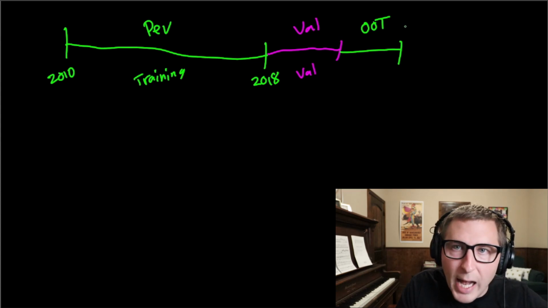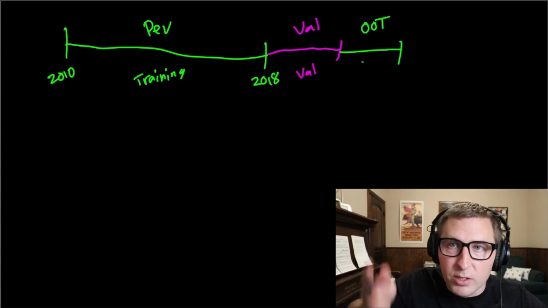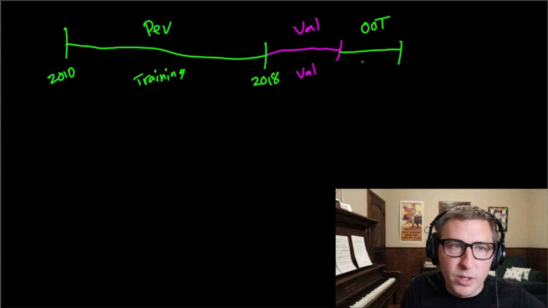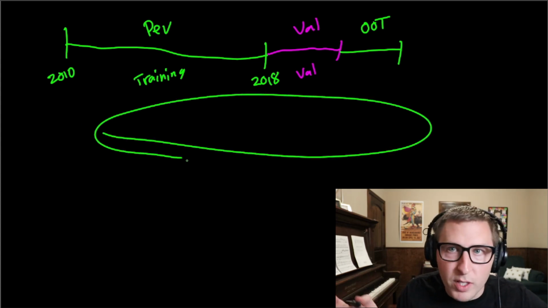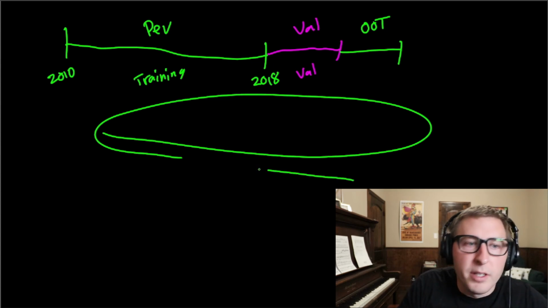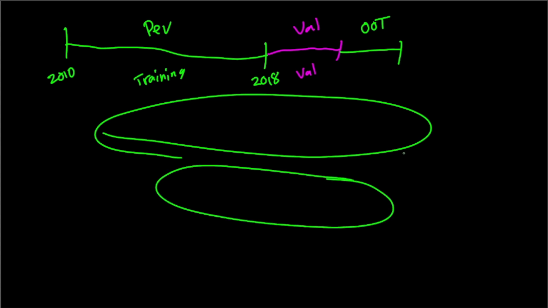So it has to be out of time. You have to split on years in finance. You cannot do out of sample, which is just like taking 10% of this as an out of sample and then taking like another 10%. So this is out of sample. This would be validation. So this would be like 10% of all the years.